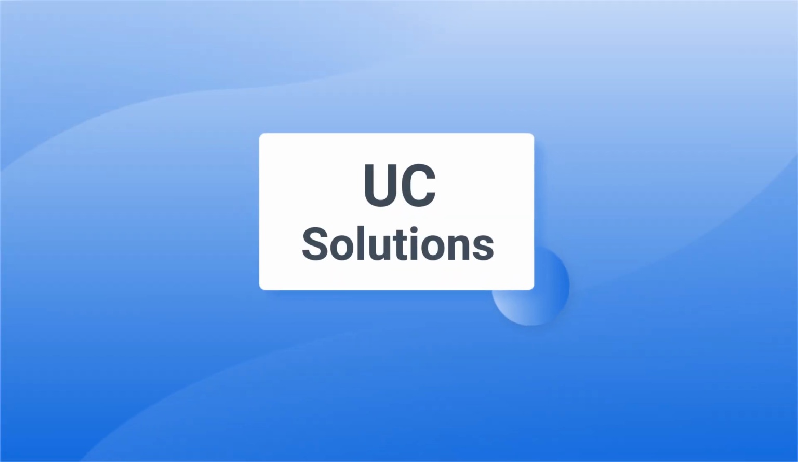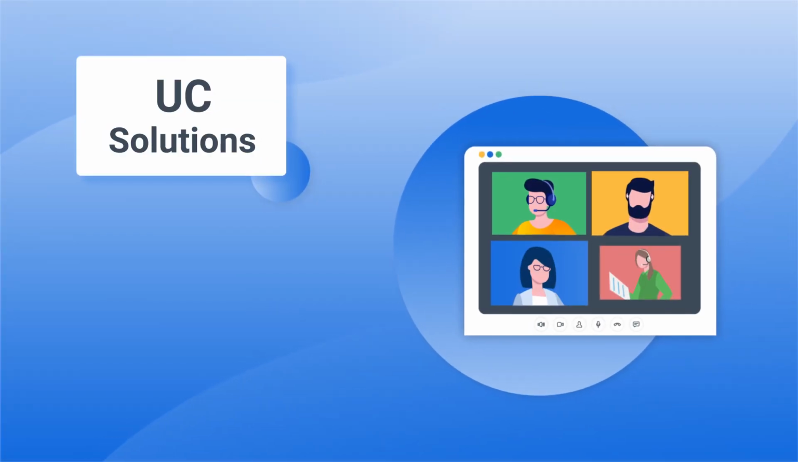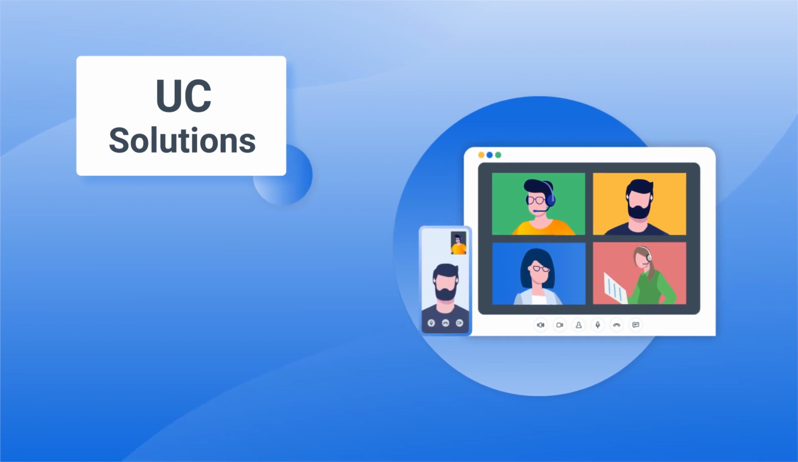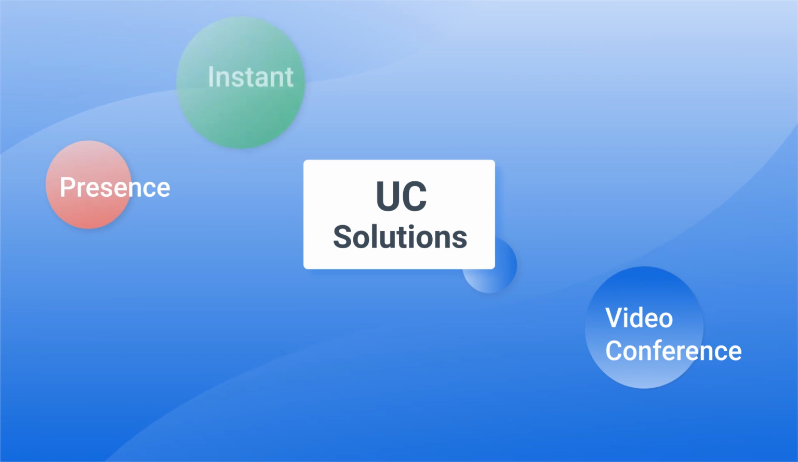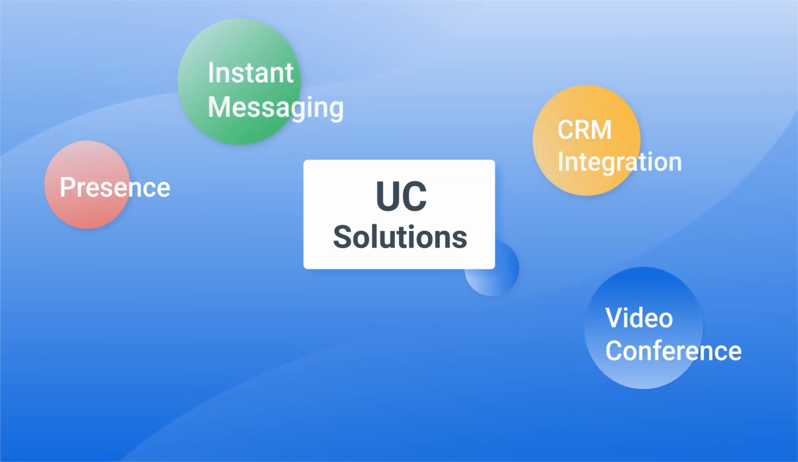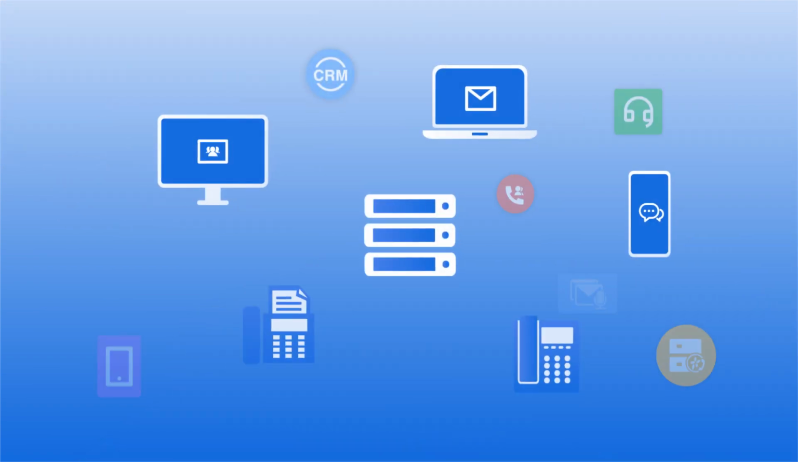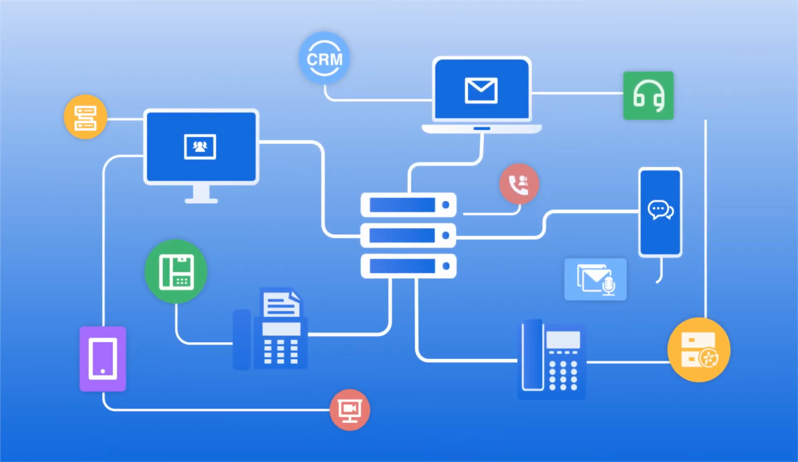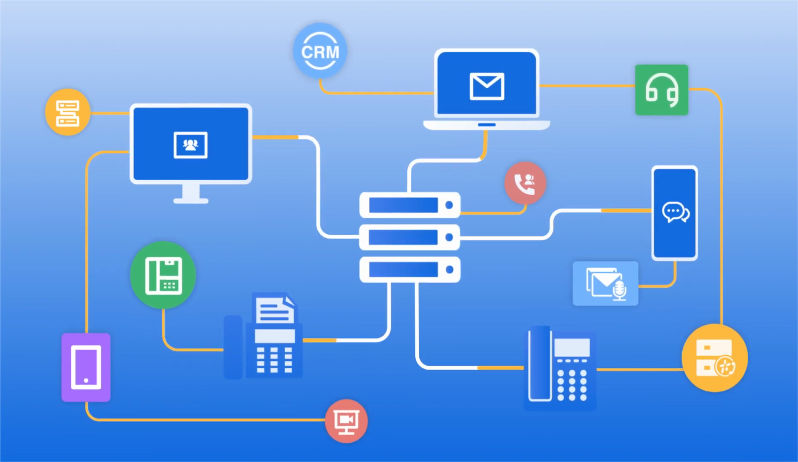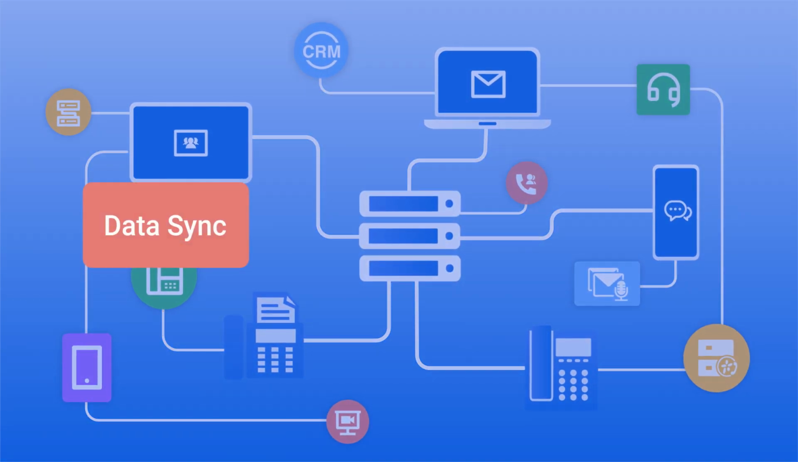What's more, UC solutions come with a video conference feature that can serve local and remote participants with their own PC or mobile. Presence, instant messaging, CRM integration, call management, email, and many other features and third-party integrations can all work together for your business to improve work efficiency. In one word, it brings your communication platforms together and has them work as closely as possible with data sync, interaction, and third-party integration.